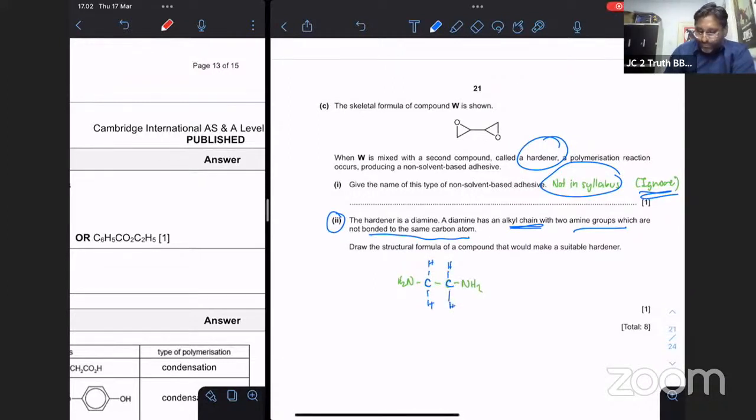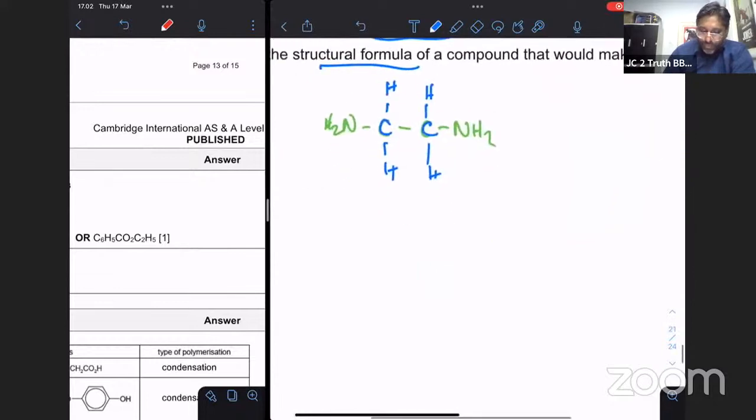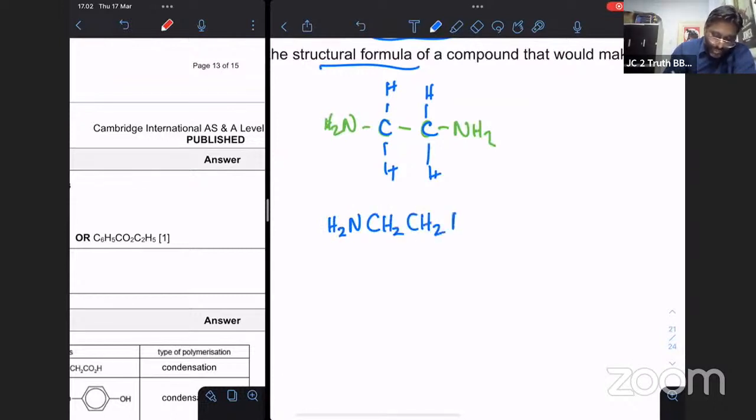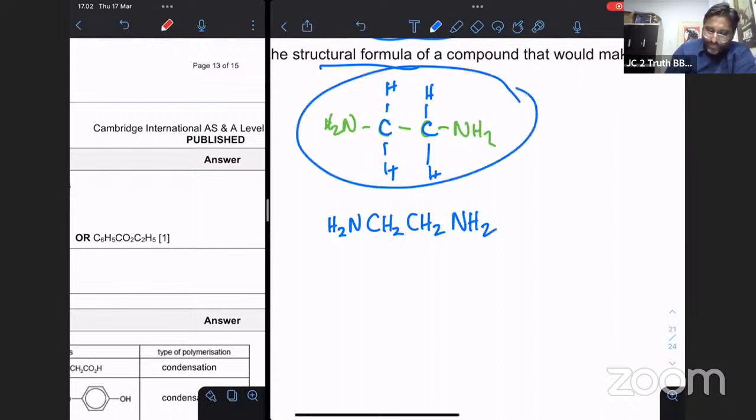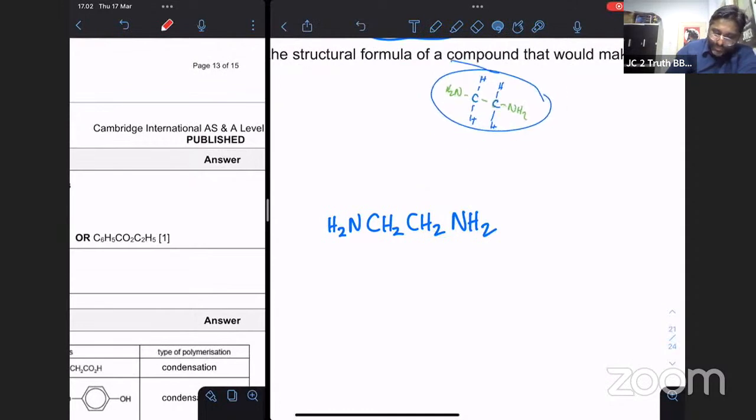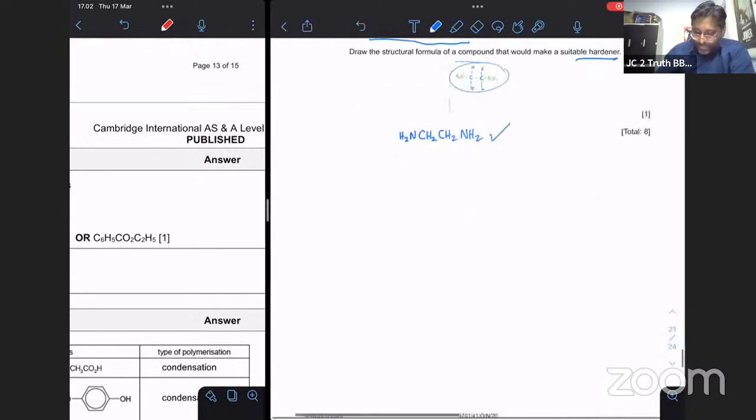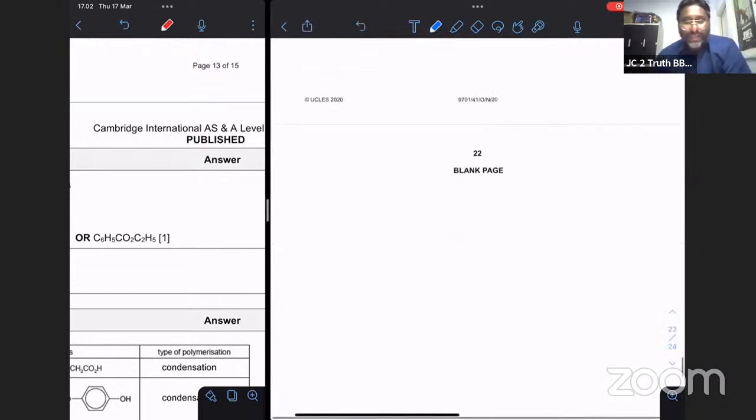So draw the structural formula of a compound that will make a suitable hardener. I just need to follow this only. So if I want to draw a structural formula, then it's going to be NH2, CH2, CH2, NH2. You don't use this one. Structural formula means it must be like what I've done over here. With that, we have completed this.